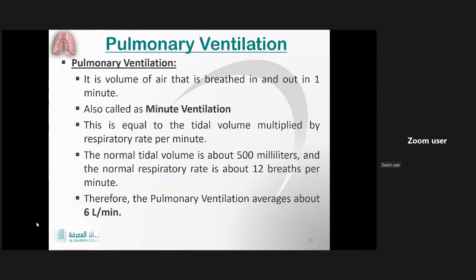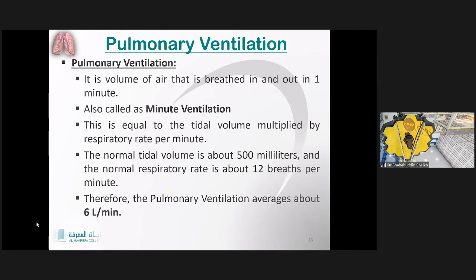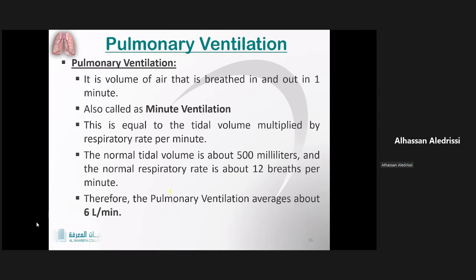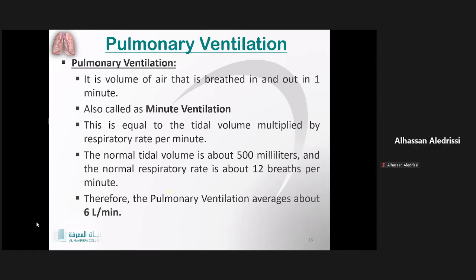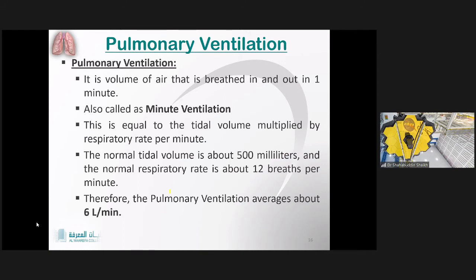This is what I want all the students to remember. When pulmonary ventilation is asked, you don't have to subtract anything. You simply multiply tidal volume by respiratory rate. Can all of you remember? Yes, doctor. Even if anatomical dead space is given in a question where pulmonary ventilation is asked, you don't have to subtract it.